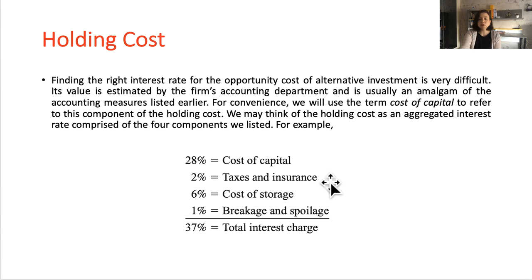Also, here we have taxes and insurance given as 2%. We have cost of storage 6%. We have breakage and spoilage as 1%. And we sum all these up and we obtain the total interest charge for holding inventory as 37%. Of course, this is an example. This percentage is not valid for all the companies, for all the products, etc.